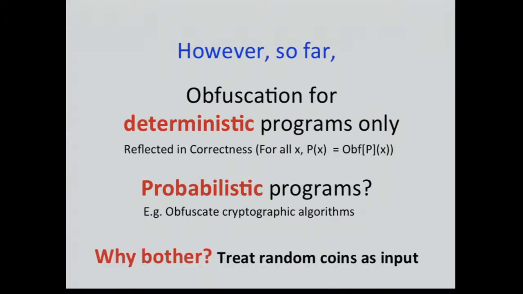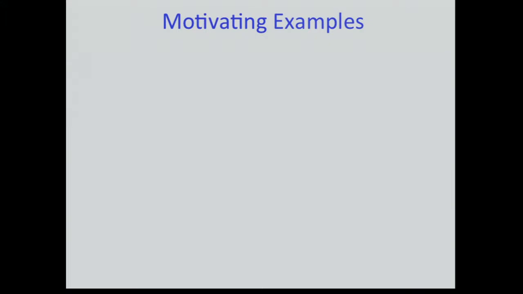Maybe the answer is, why bother? What's so special about probabilistic programs? They're just programs with some additional randomness, and I can view the randomness as extra input. If I view it that way, it becomes deterministic, and I can just use whatever IO we have been using. So to see whether it deserves a paper or not, we're going to look at some motivating examples.